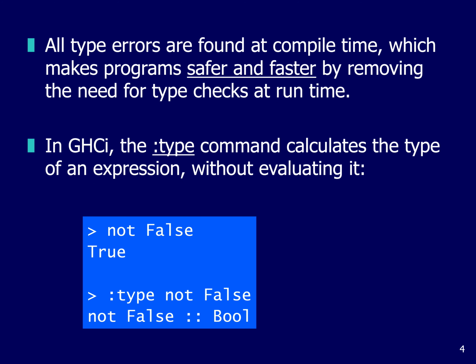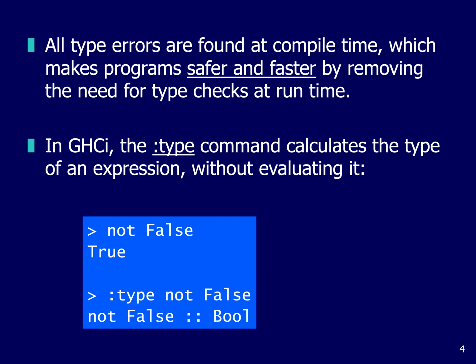The next point to note is that all type errors are found at compile time in Haskell, which means that Haskell is a so-called strongly typed language. And this makes programs safer and faster by removing the need for type checks at runtime. In particular, it makes them safer because you can't actually get any type errors at runtime, and it makes them faster because you don't need to go to the labor of checking if any type errors happen at runtime, because they can't. They're all found at compile time because Haskell is a strongly typed programming language.